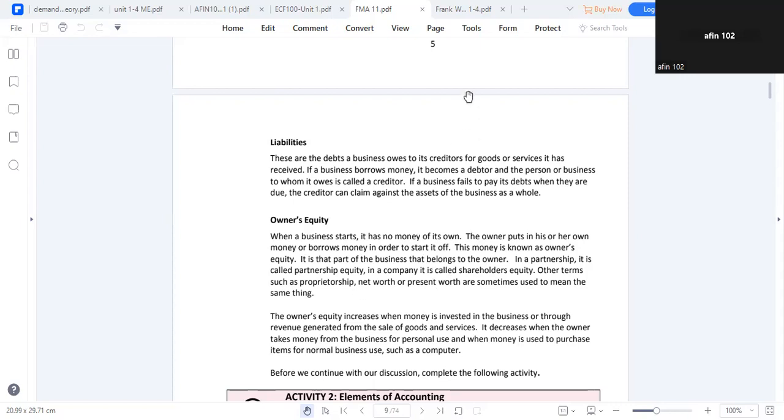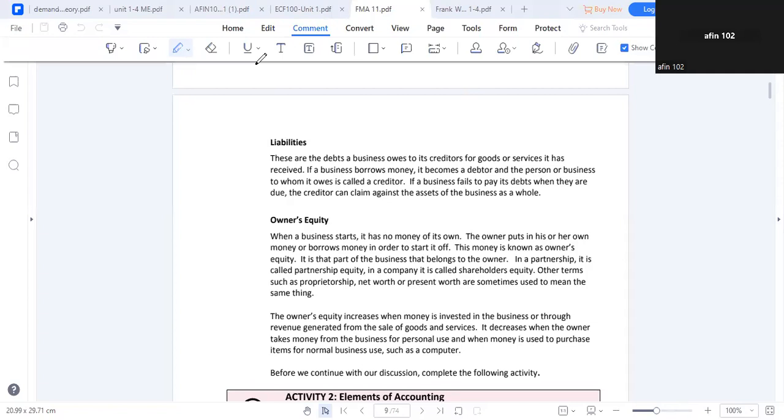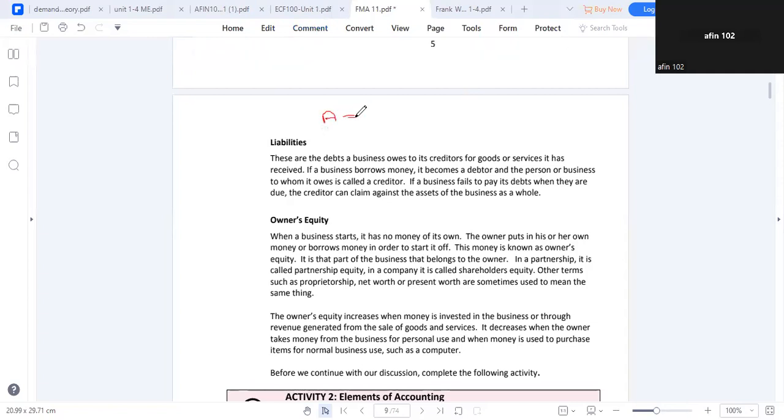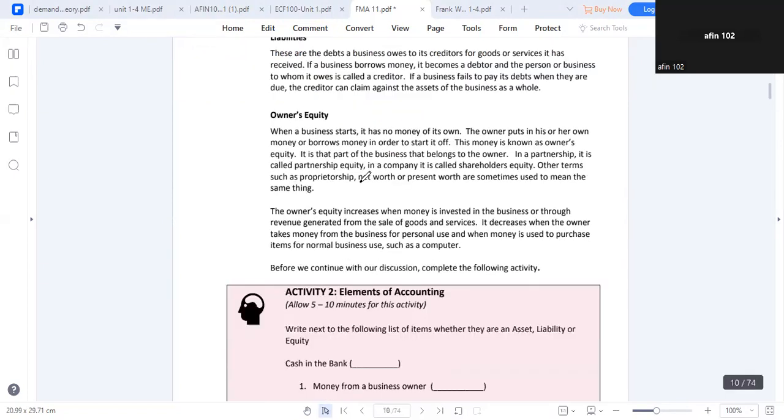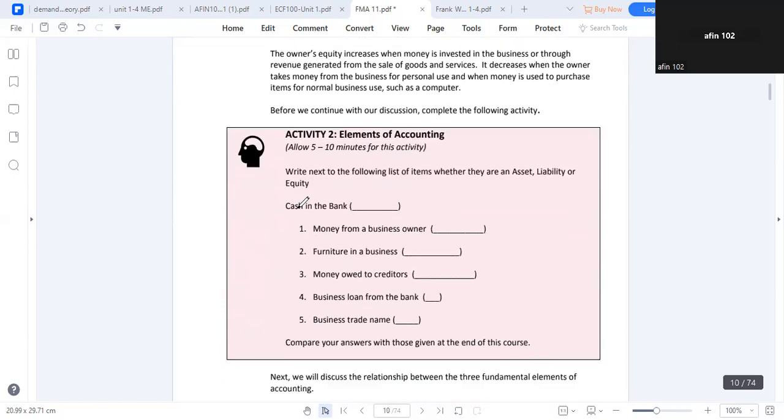And so this gives us an accounting equation, which we must all be familiar with: assets should be equivalent to capital plus liabilities. This is our accounting equation. So, quick, can you remember? You need to tell us whether this is an asset, a liability, or equity. Cash in the bank, what kind of element is that?